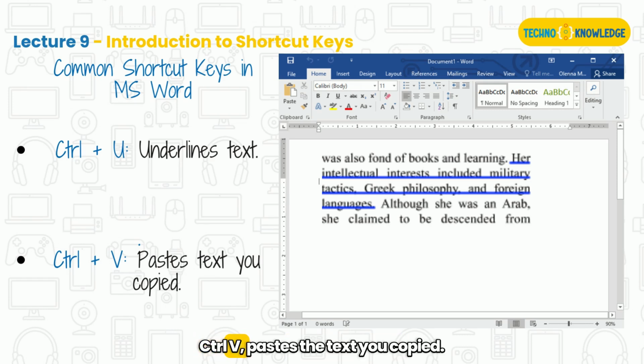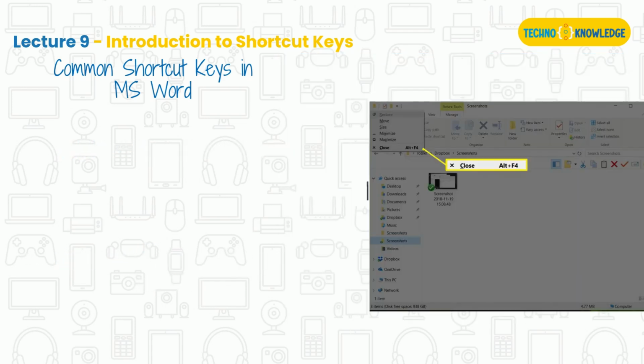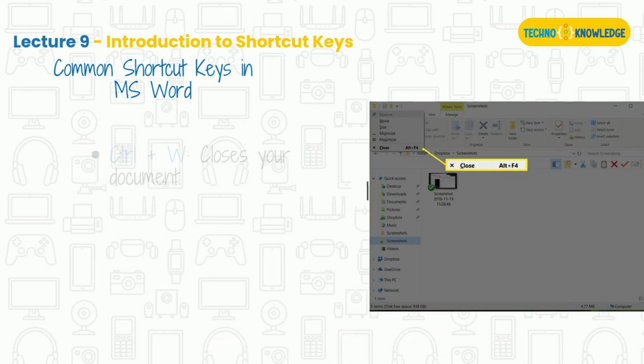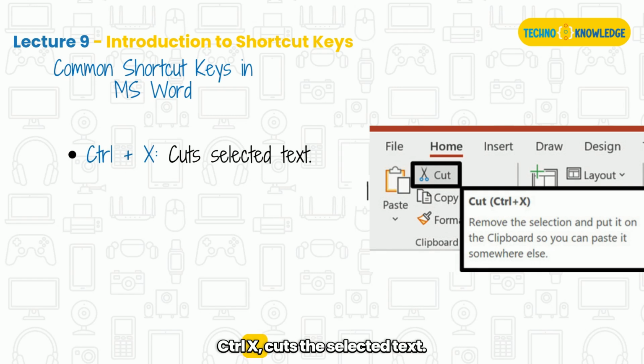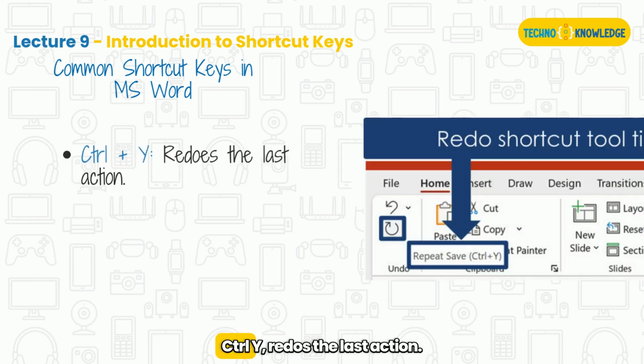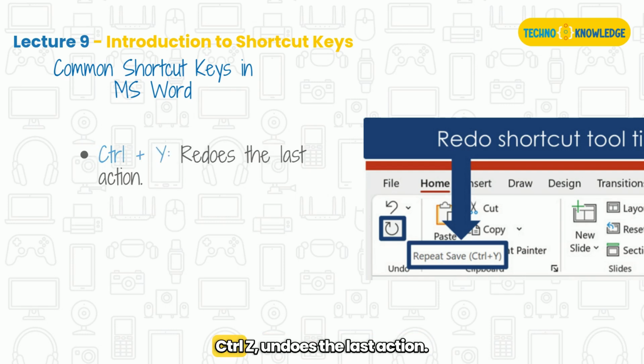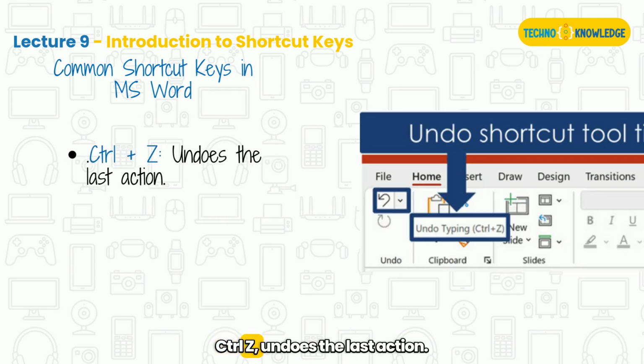Ctrl+V pastes the text you copied. Ctrl+W closes your document. Ctrl+X cuts the selected text. Ctrl+Y redoes the last action. Ctrl+Z undoes the last action.